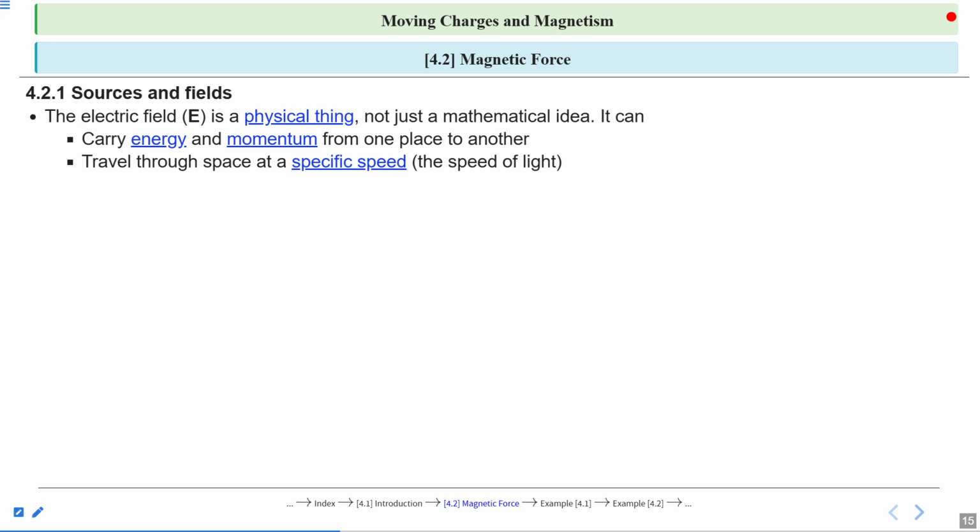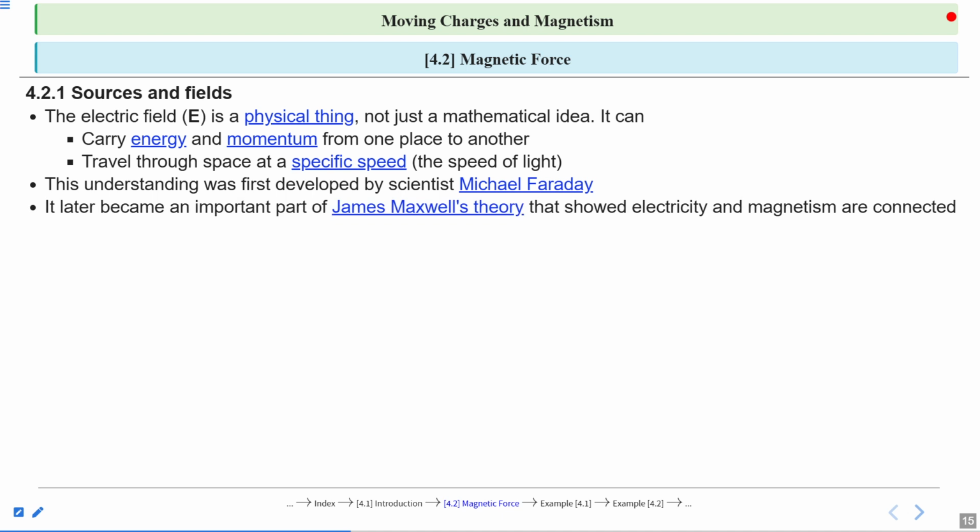It travels through space at a specific speed. So this electric field is traveling through space at a specific speed, which is the speed of light. This understanding was first developed by the scientist Michael Faraday. It later became an important part of James Maxwell's theory that showed electricity and magnetism are connected.